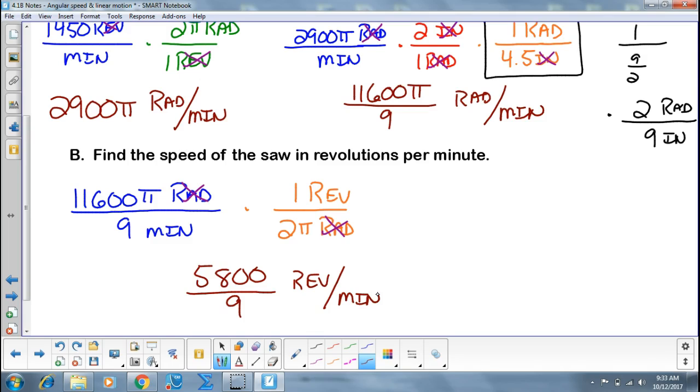Well, so you're going with the saw, right? I get that. Okay, so that's this one. Yep. Okay. So now I want it in revolutions per minute. Right. So 1 revolution is 2 pi radians, right? Yeah, what are you multiplying and dividing to get that? So 2 goes into 11,600 5,800 times, right? Pi cancels out pi. So I'm left with 5,800 divided by 9.